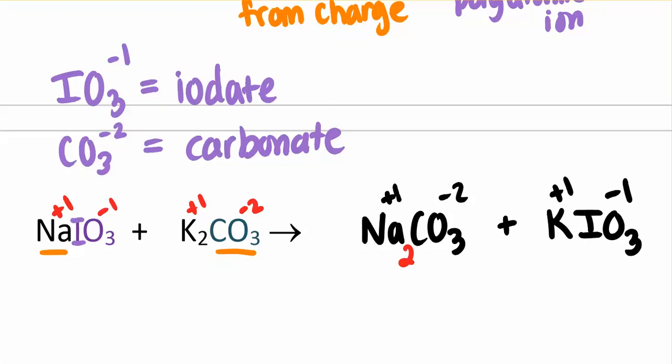Spot something that's not balanced. What stands out to me is the sodium's not balanced, so let's just start with sodium. There's 2 sodiums in the product and only 1 in the reactant. So I'll put a 2 here. And then what should I balance next? I should balance iodate next because this 2 just affected iodate. So there's 2 iodates here. In the product there's only 1 iodate, so I'm going to put a 2 there.